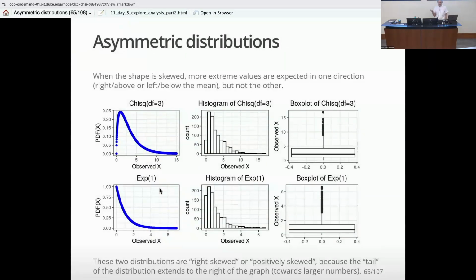But there are lots of different asymmetric distributions. So here's a chi-square distribution or an exponential, both of them are skewed left. I'd say skewed right. They're positively skewed, right? And so you can see, here's the probability distribution, here's a histogram representation, box plots. And so you can see that they don't look normal. And so we might not want to be using the mean.